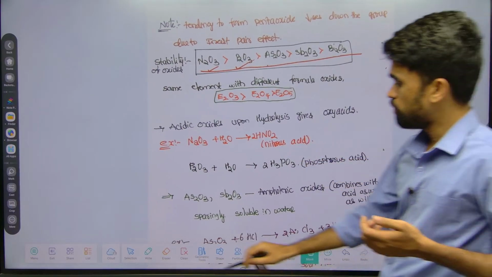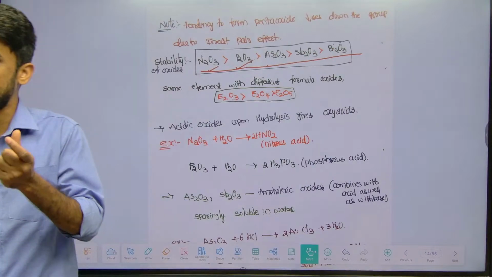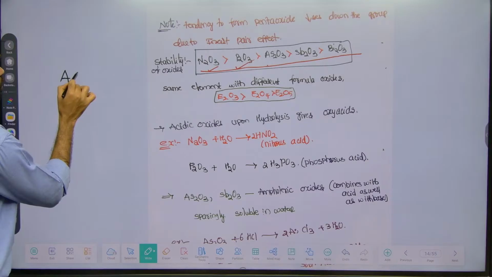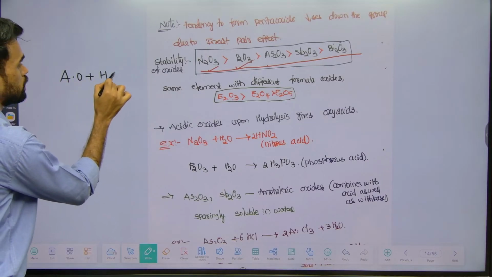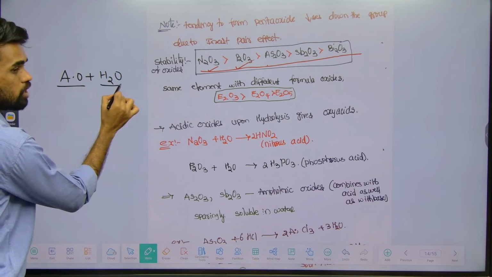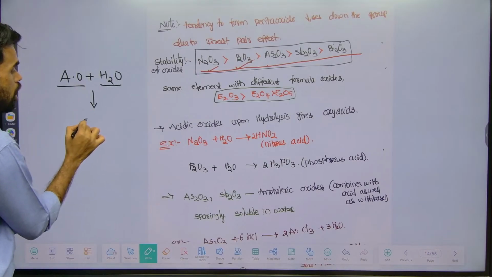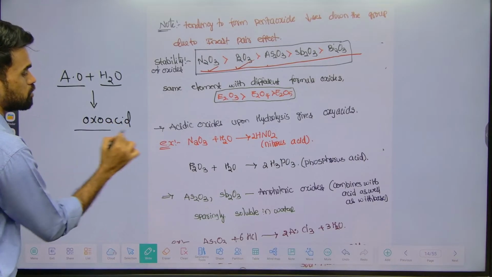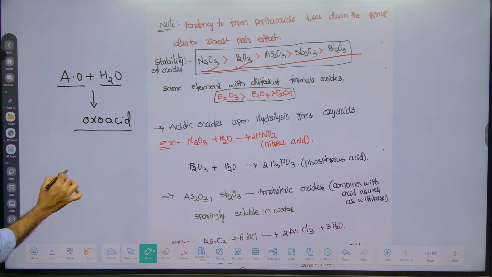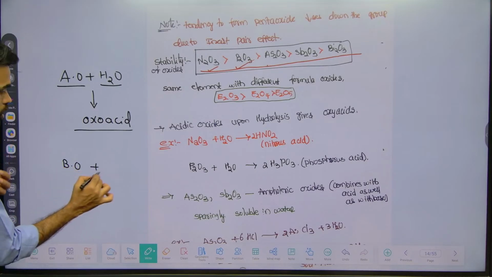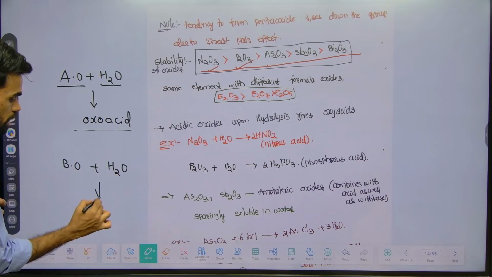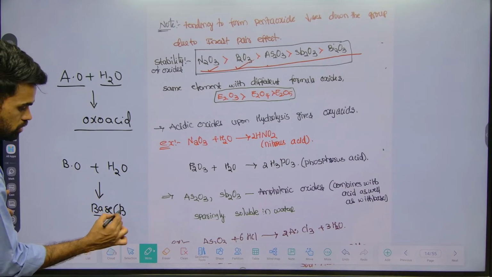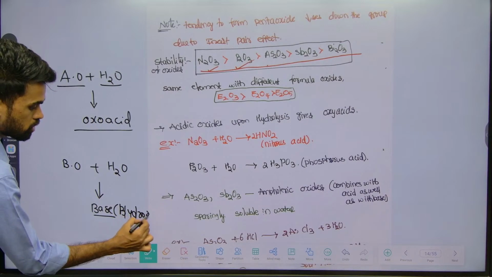Okay, so we are studying it as acidic oxides, basic oxides, amphoteric oxides now. So when you do an acidic oxide hydrolysis, what you are doing? You are taking an acidic oxide, you are adding water. You are going to get an oxo acid. Simply you can remember it as acid. Okay, and if you are doing a basic oxide hydrolysis, you are going to get base, like hydroxide you are going to get. We will see one example.